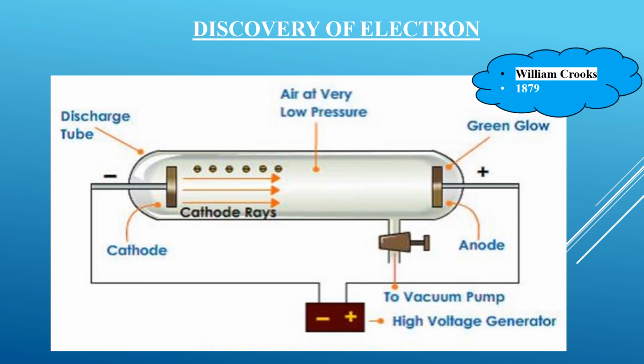The electrode which is connected to the negative terminal of the generator is itself negatively charged and is called the cathode, whereas the electrode which is connected to the positive terminal of the generator is positively charged and is called the anode.